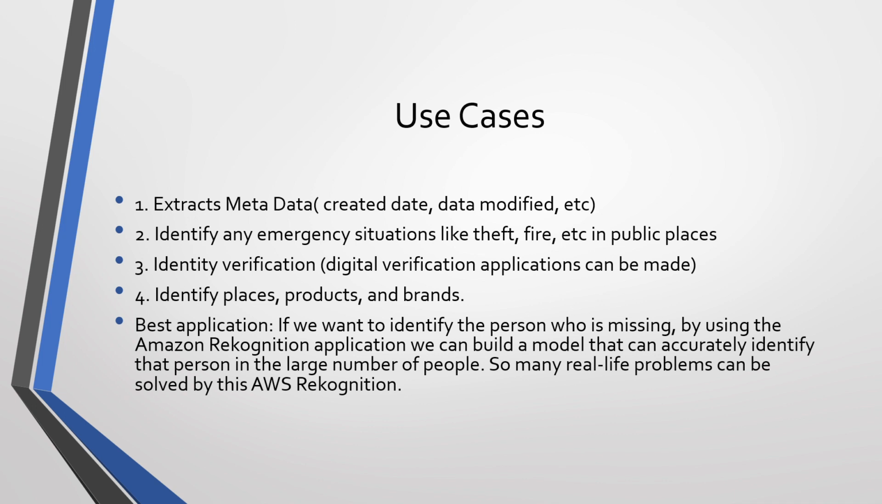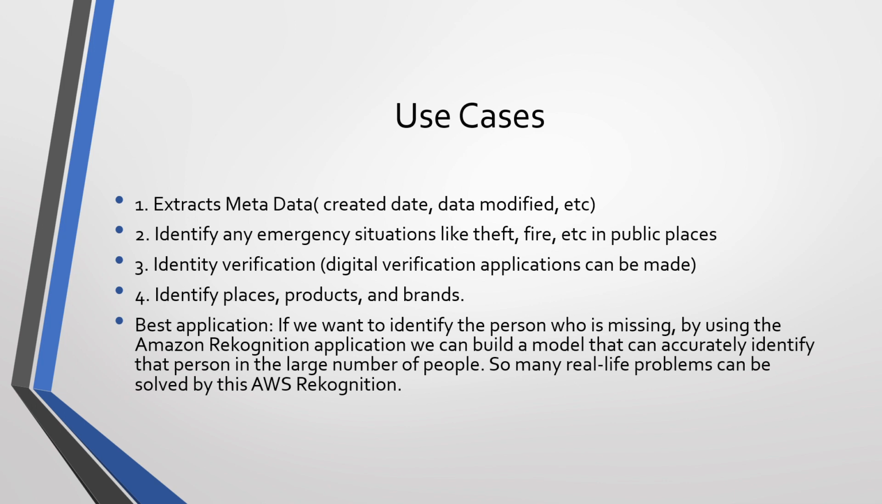So now let's see some use cases. We can extract the metadata of the image or video, that is, when the image or video was created, when data was modified, etc. And there are many useful cases of Amazon Rekognition. One is identifying emergency situations. Like if cameras can identify a theft in a public place, it is very helpful, right? If there is any emergency like a fire in a public area, and our cameras can identify all of these, it's very helpful.